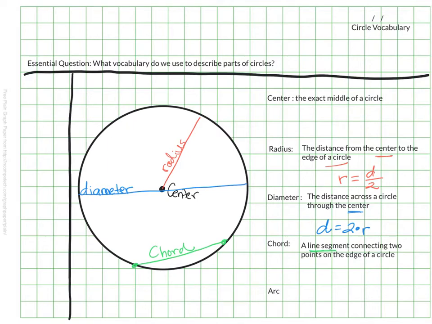And then there's one more, and that is arc. You might be familiar with an arc from like rainbows, right? They form an arc. They look kind of like this, right? So an arc is any section of the edge of a circle. So if I go from here to here, that is an arc of the circle. So that's some basic vocabulary of parts of a circle. We're going to see some more terms that will be coming up on the next slide.